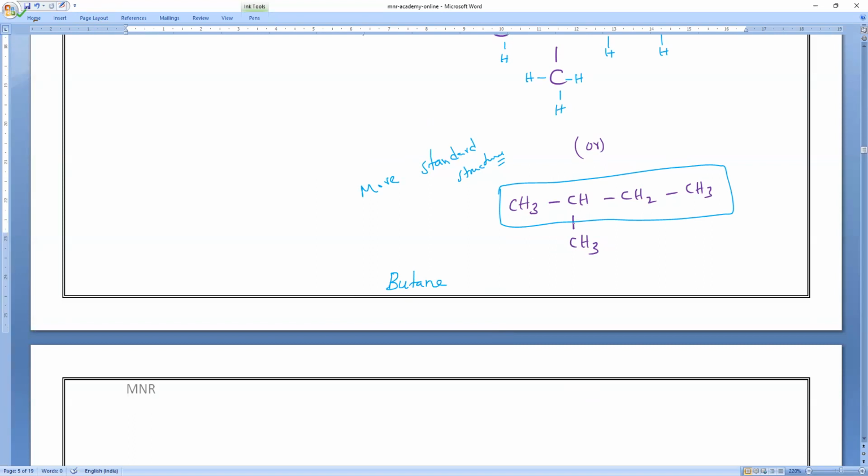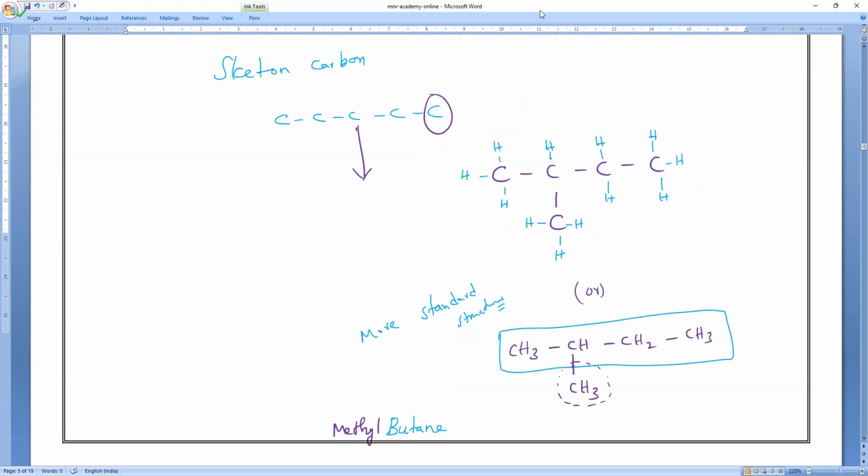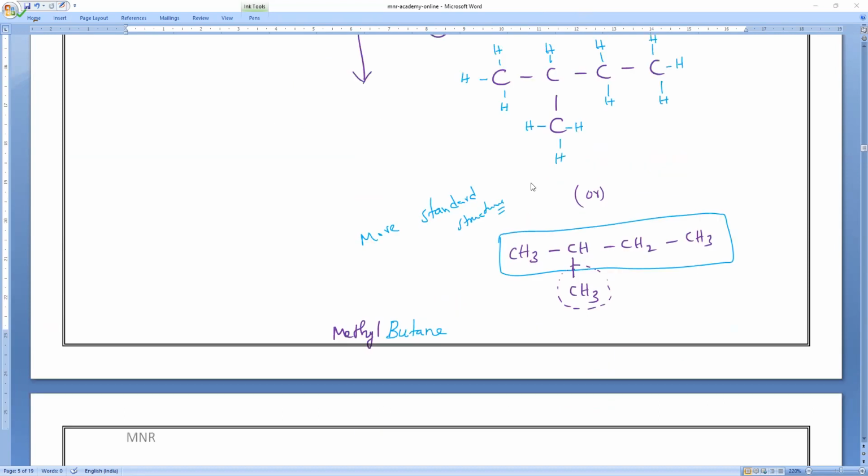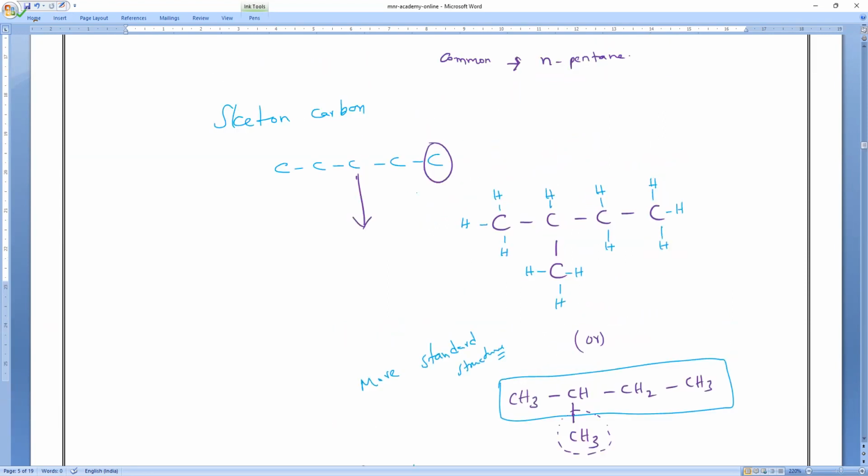Next, what is the alkyl group present here? Methyl. That alkyl group has to get the lowest possible number. So which is right, left to right or right to left? Left to right. I will number left to right: 1, 2, 3 and 4. So this is correct. Now the branched chain got how much?